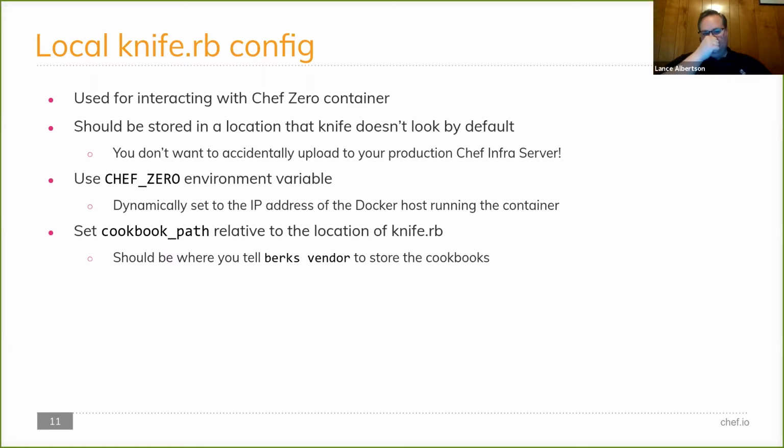The other thing is that in the knife config, I set a Chef Zero environment variable, which gets used and set by Terraform to set the IP address. So it can dynamically change where that's at. And the other thing is setting the various paths relative to the location where the knife.rb file is. So you want to be able to tell it where all these cookbooks and everything are actually at.